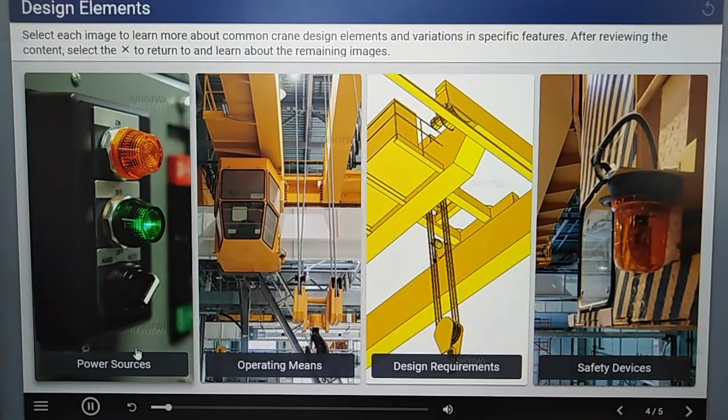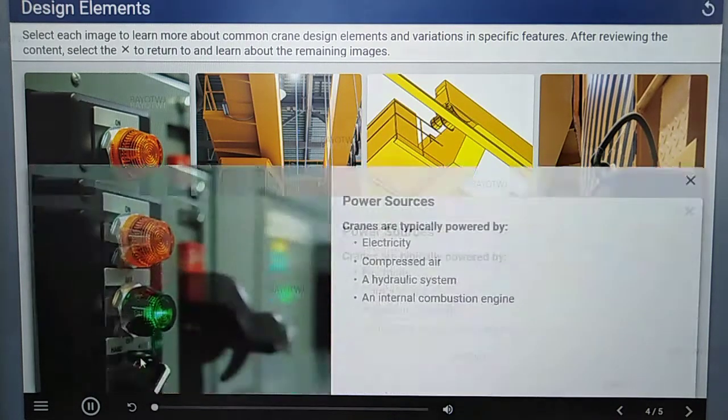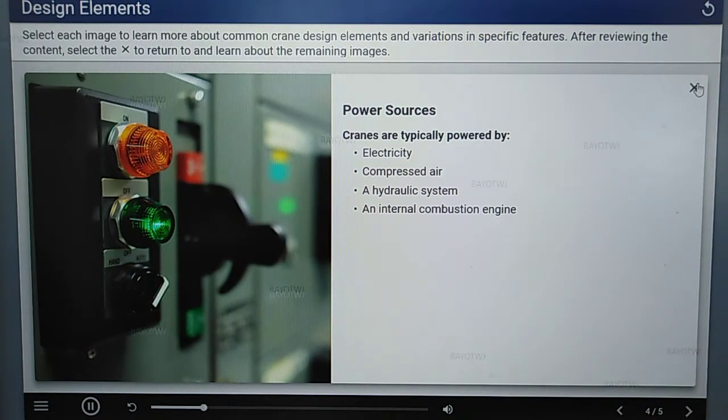Overhead and gantry cranes come in many shapes and sizes and can lift load capacities that vary from a few pounds to many tons. Select each image to learn more about common design elements of these cranes and variations in specific features. After reviewing the content, select X to return to and learn about the remaining images. Cranes are typically powered by one of these sources: electricity, compressed air, a hydraulic system, or an internal combustion engine.